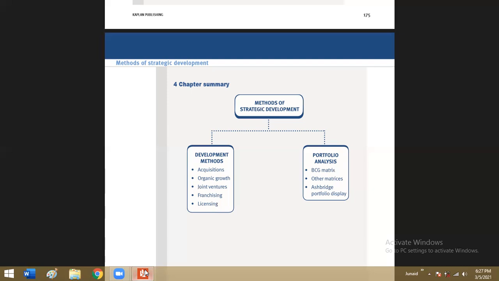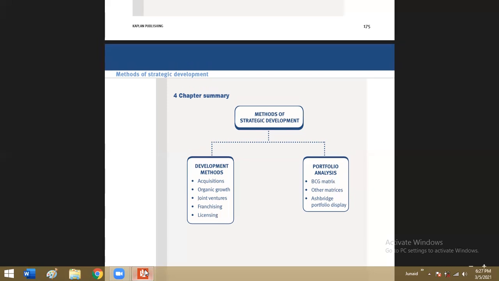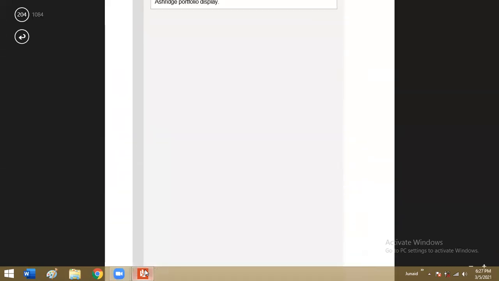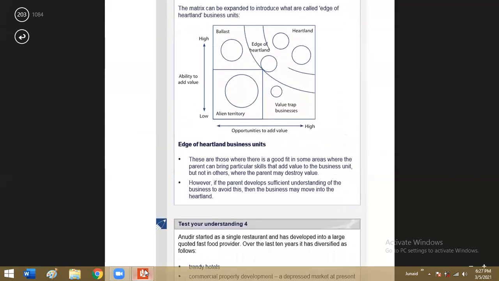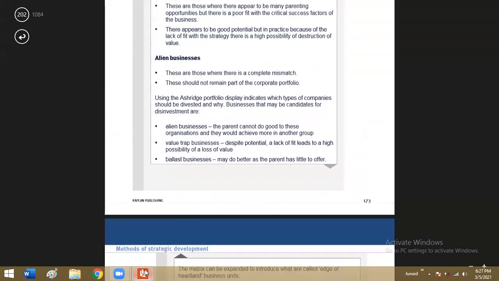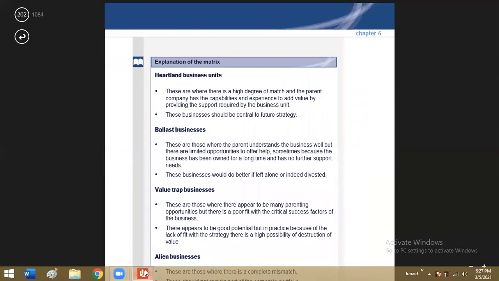Then in the Ashridge portfolio display, we will discuss four types, which is also for value addition. What are those four? The heartland, ballast, value trap, and alien businesses. This is basically about whether the parent company has the ability or competence to add value to that business or not.